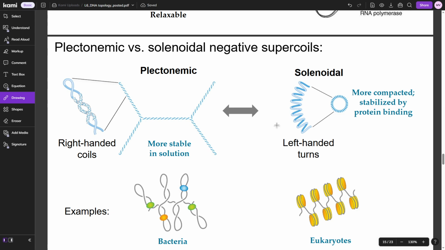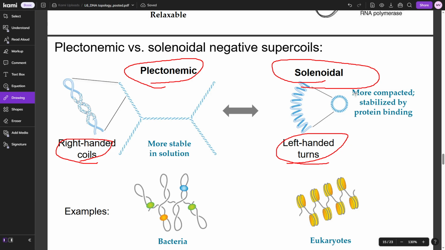This is also not very important. I think you should just keep this in mind. If you have right-handed supercoils, they're called plectonemic. And if you have left-handed turns, it's going to be called solenoidal.